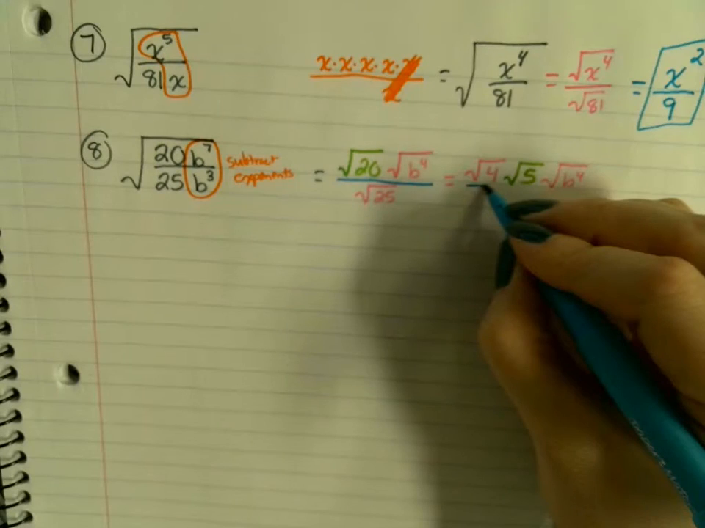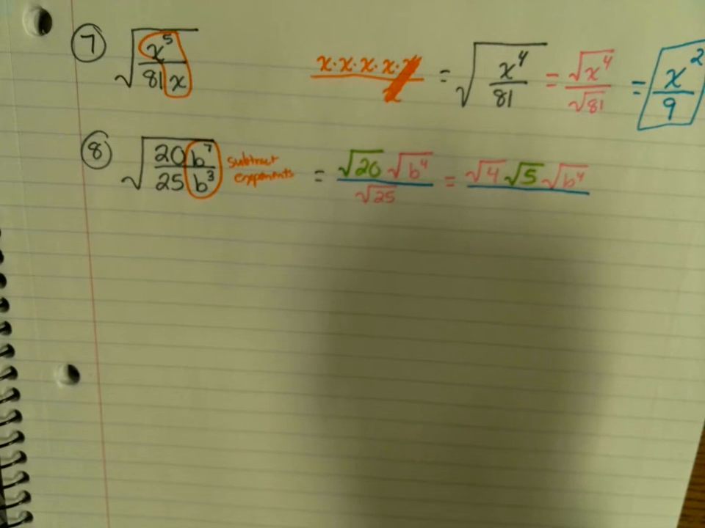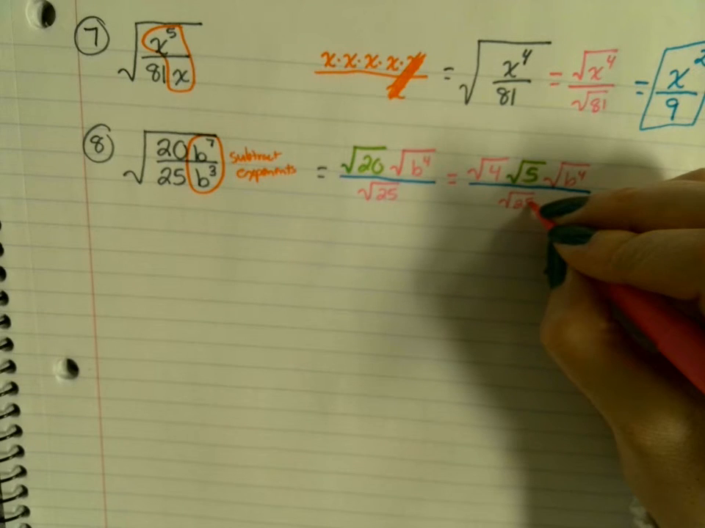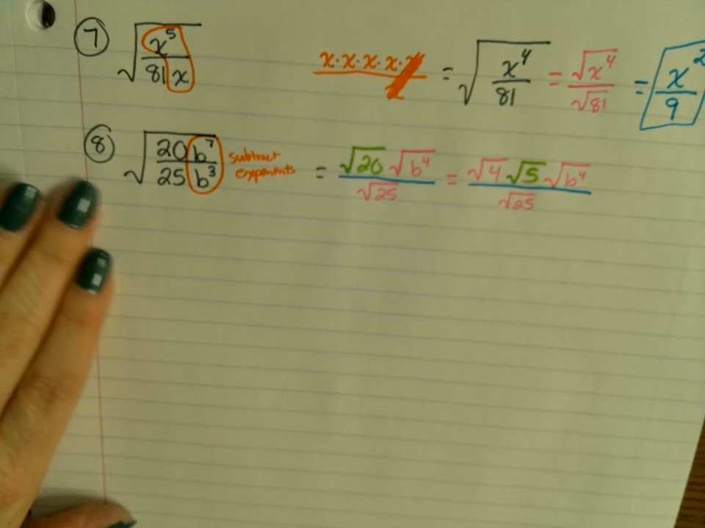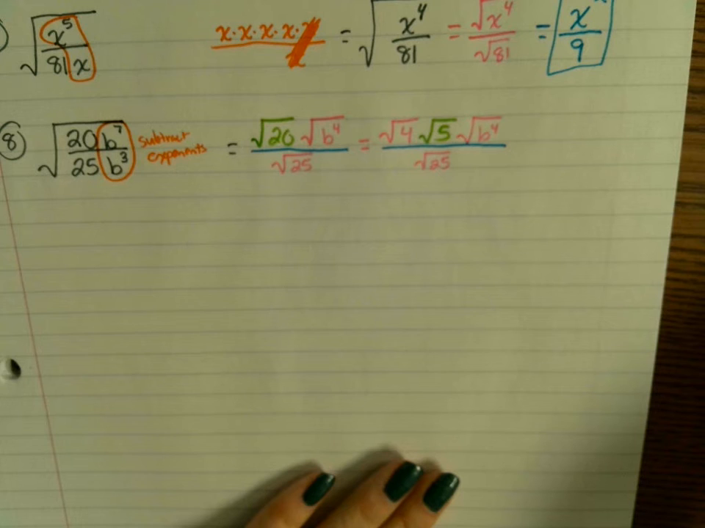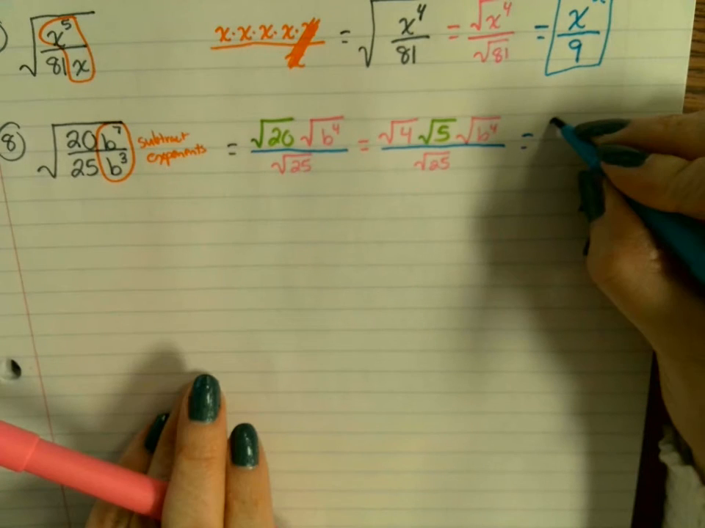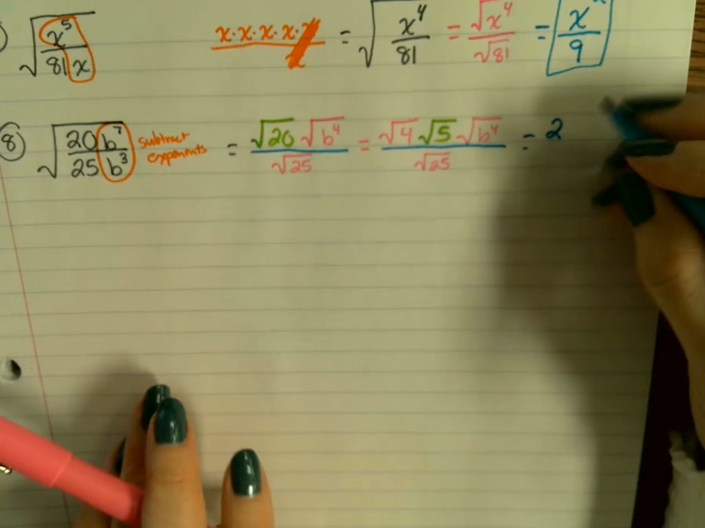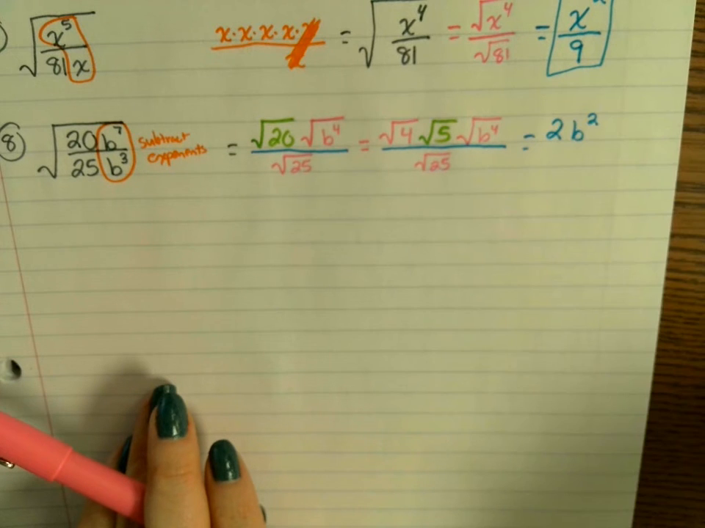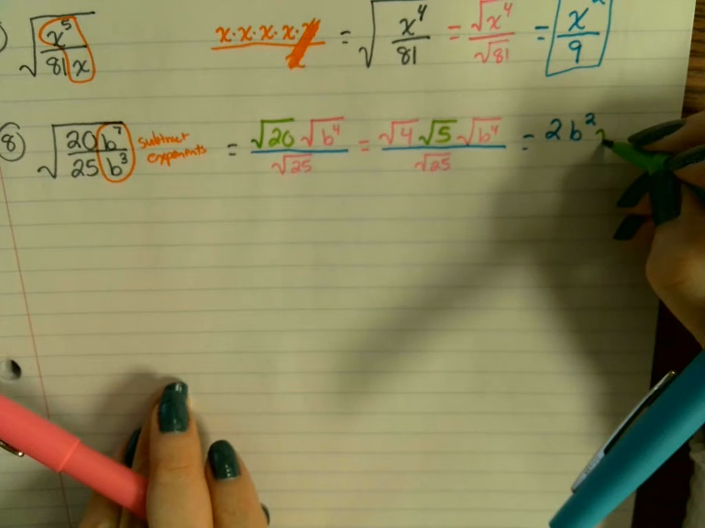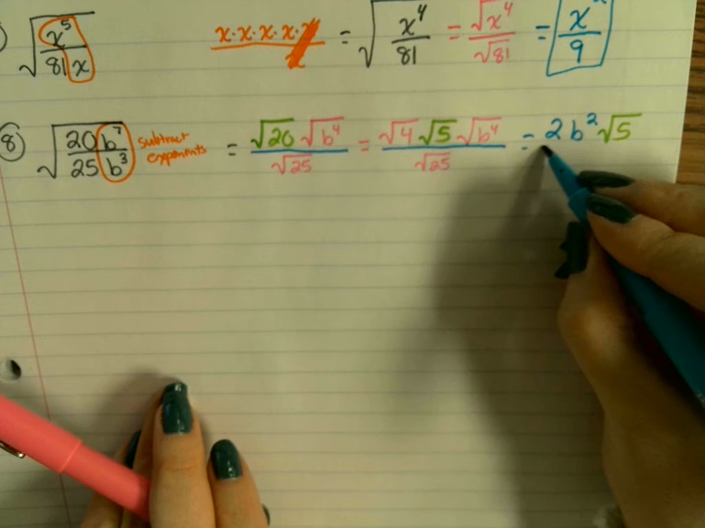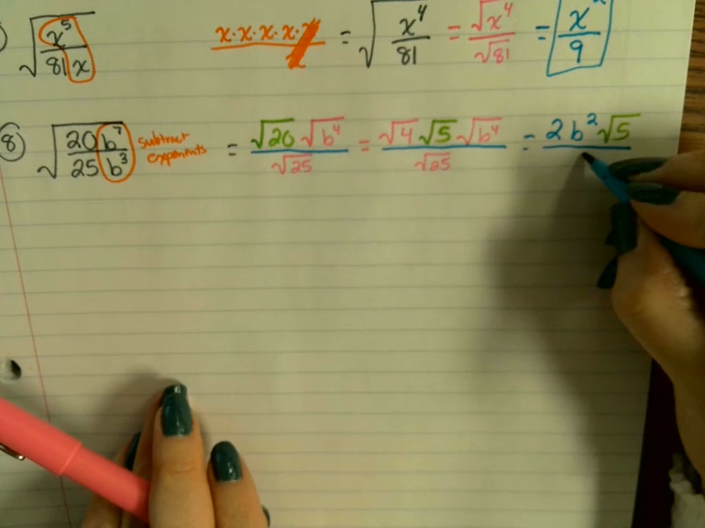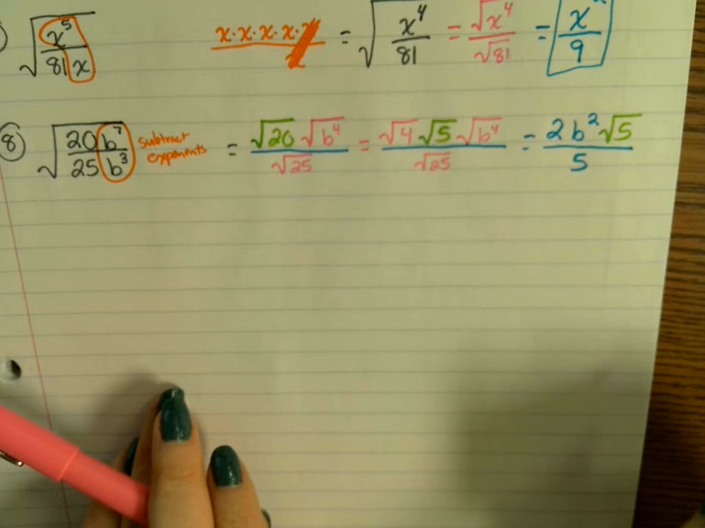Okay, so now it's time to simplify. Square root of 4 is 2. Square root of b to the 4th is b to the 2nd. And then we have square root of 5. All of this over square root of 25 is 5. And I cannot simplify anything from top to bottom. So there's my final answer.